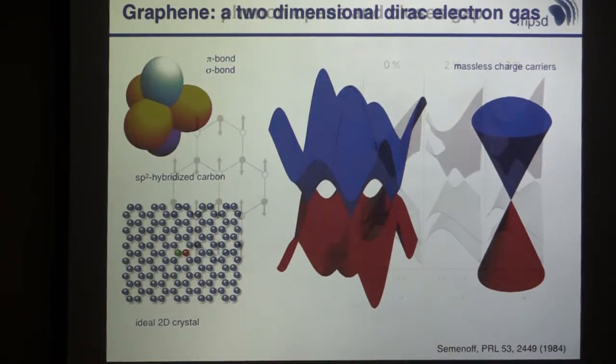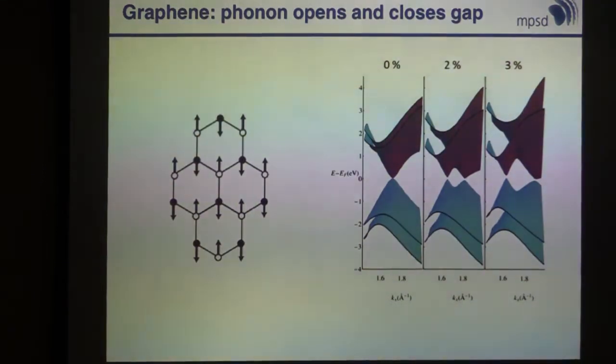So what one can do is, for example, excite a single phonon, which breaks the equivalence between the AB sublattices. And what this will do is open and close a band gap at twice the frequency of the phonon. Okay? So that seemed like a great idea at the beginning, but then you're really doing nothing on average for this.